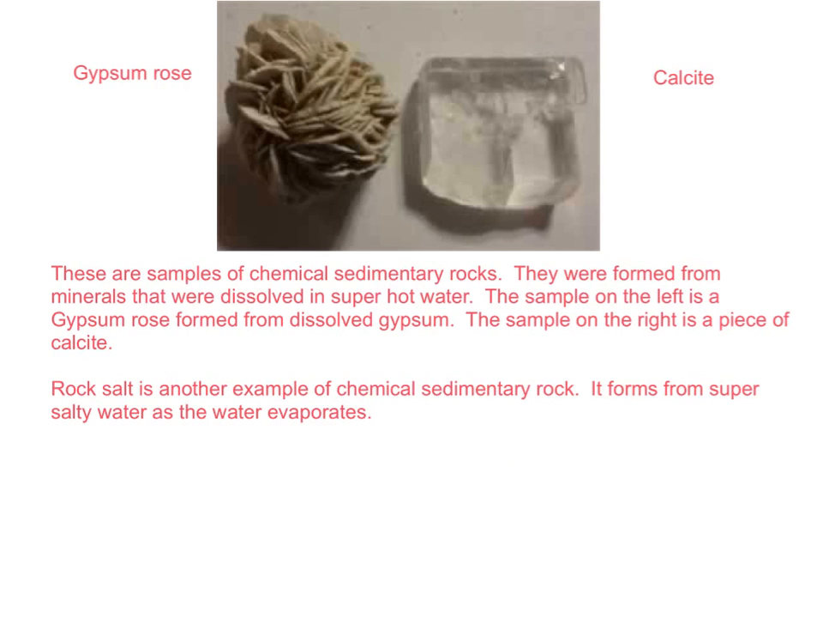Another type of sedimentary rock is chemical sedimentary. These are samples of chemical sedimentary rocks. They were formed from minerals that were dissolved in super hot water. The sample on the left is a gypsum rose formed from dissolved gypsum. The sample on the right is a piece of calcite. Rock salt is another example of chemical sedimentary rock. It forms from super salty water as the water evaporates.